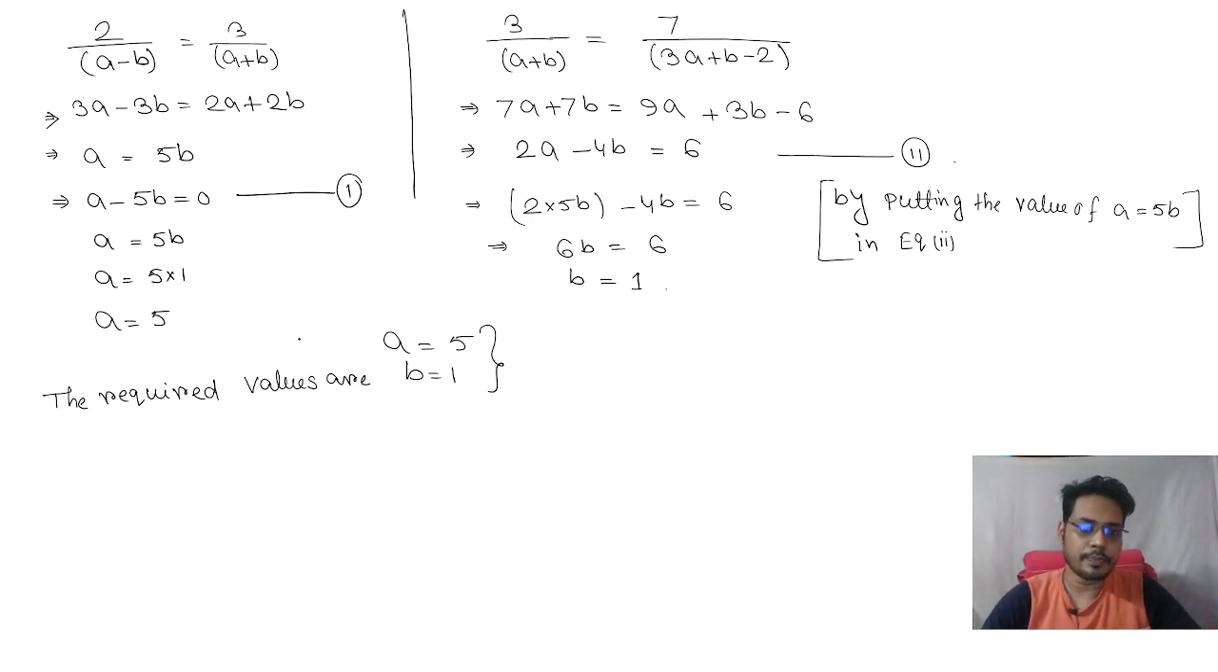Now put the value of b in the first equation, where a = 5b. By putting b = 1, you get a = 5. So the required values are a = 5 and b = 1.